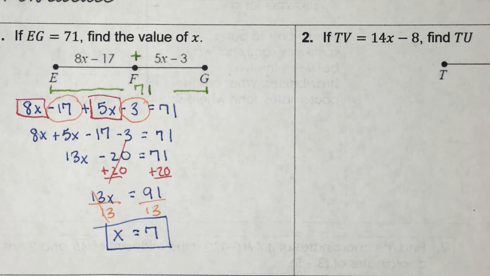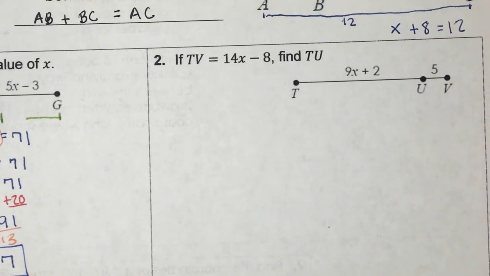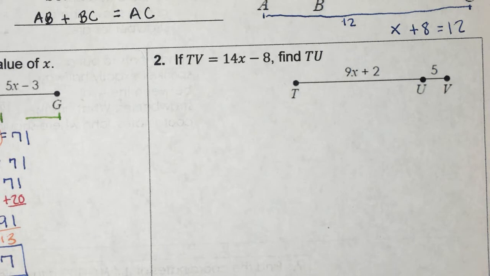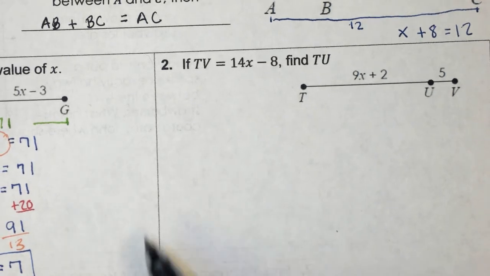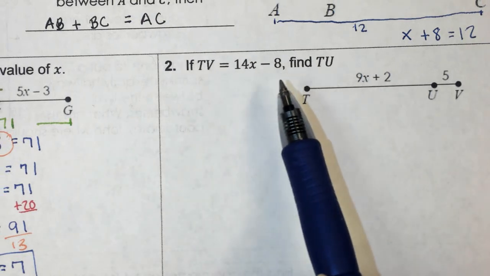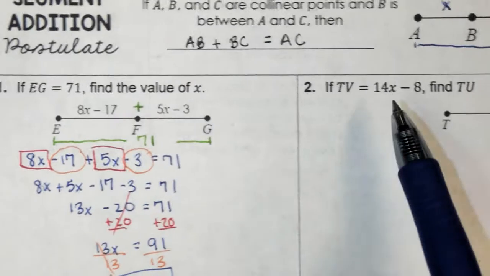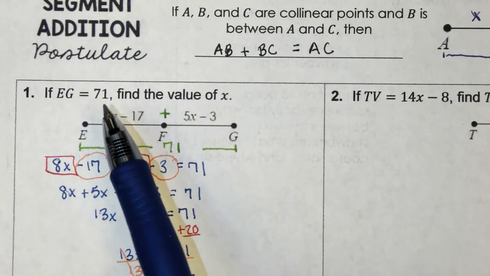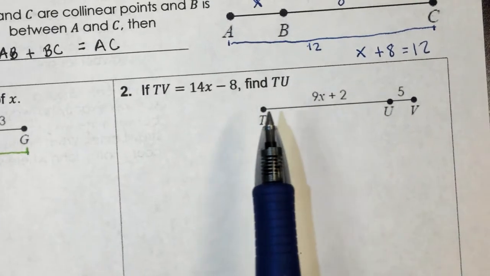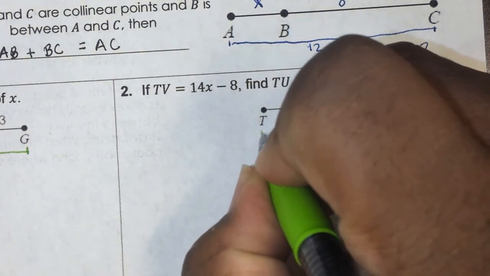That's number 1. Number 2, I want to look at this one with you too. Number 2 looks a little different. Kids usually start messing up when it looks a little different. This one says if TV, which is the whole thing, equals 14x minus 8. Kids will see that and get scared because they're like, oh, it's an expression here. This is different from the first one. No, you still do what I showed you. It's just that instead of the whole thing being a whole number, the whole thing is an expression.